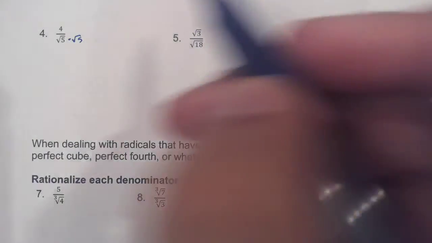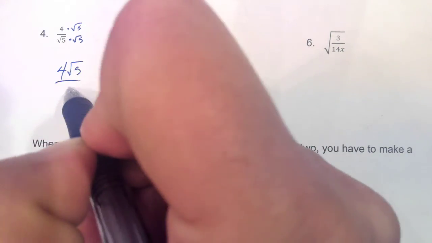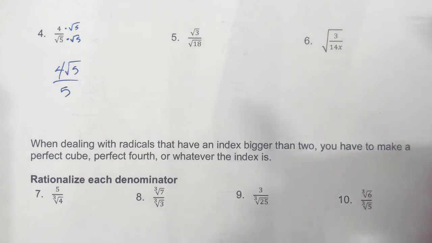So 4, nice and easy, just multiply by the square root of 5 to the top and bottom. So that would be 4 square roots of 5 over 5. It doesn't reduce any further.